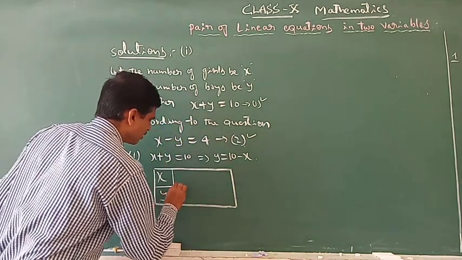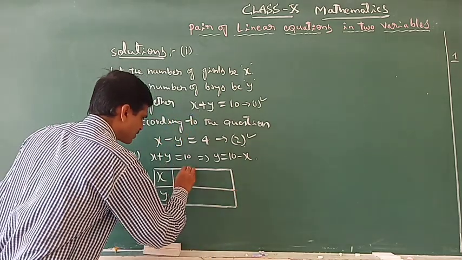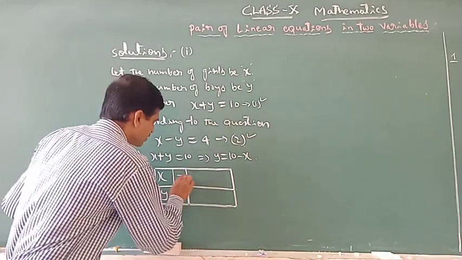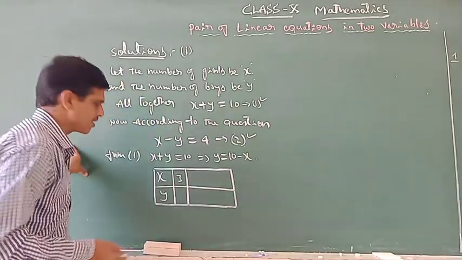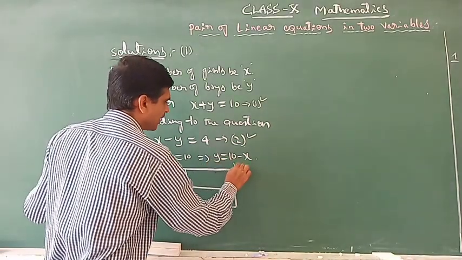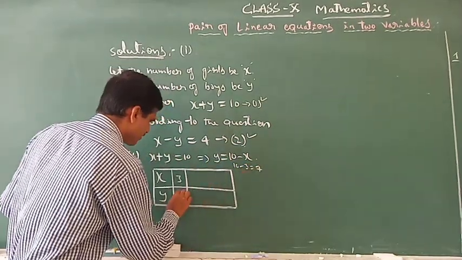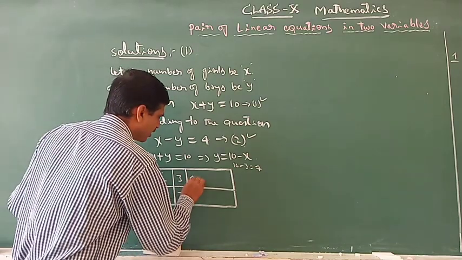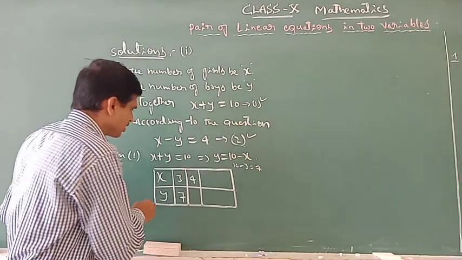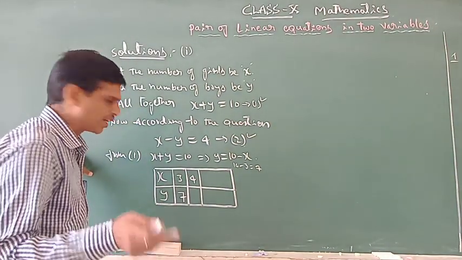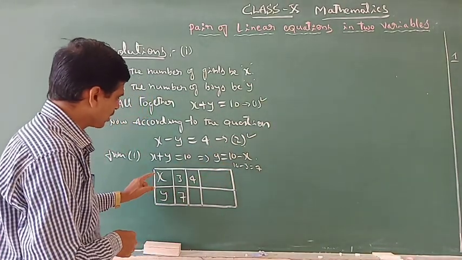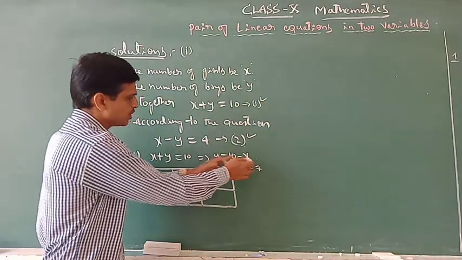In which I want to take some values. Consider any positive or negative integers. Consider 3, or negative also. What happened here? If x is equal to 3, then y is equal to 10 minus 3, which is 7. In the same way, take the next number. I will take the smallest numbers, or otherwise we can take any even number, odd number, positive, negative. Okay, 4. So in order to satisfy this equation, whatever x values are given, we have to substitute these values in this equation.